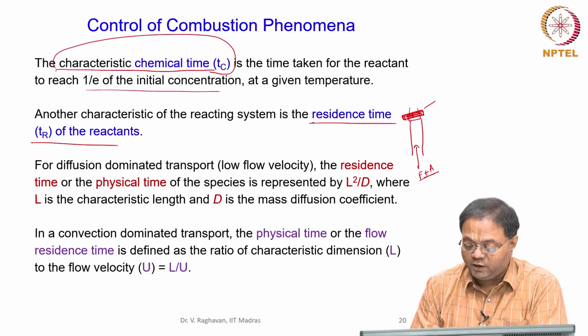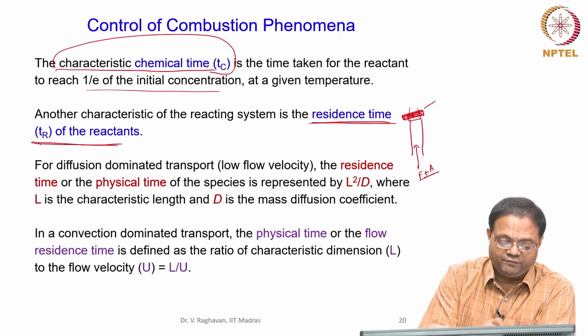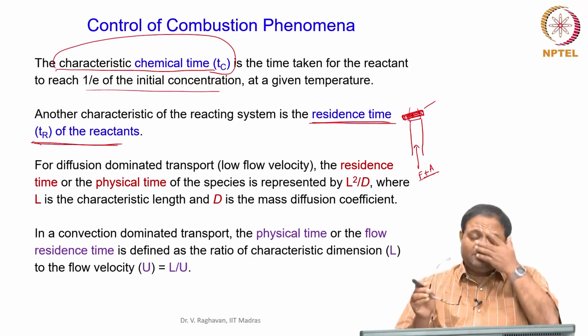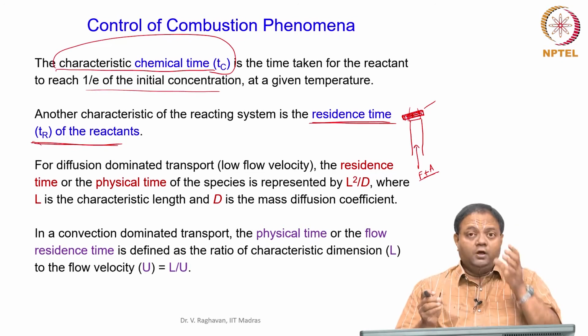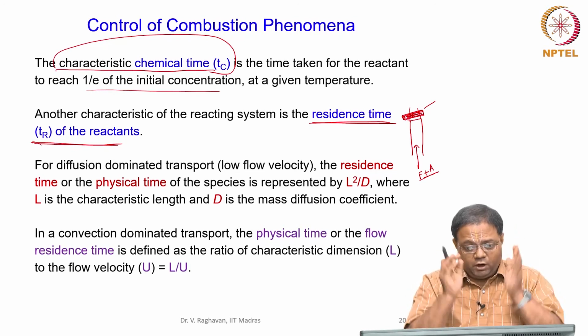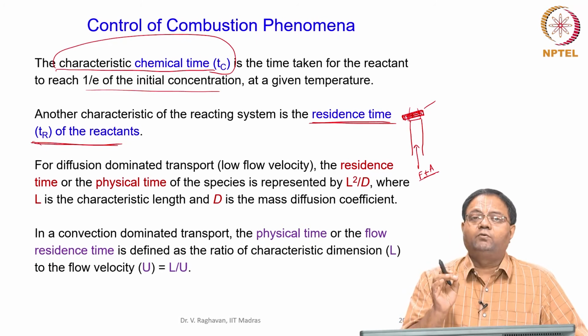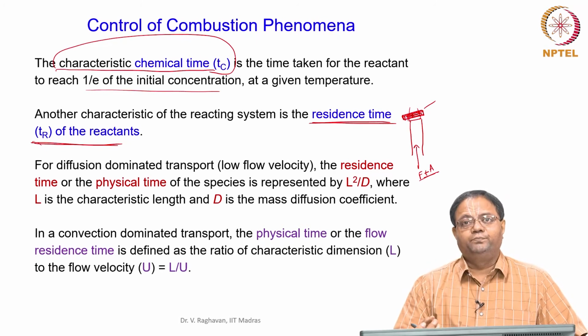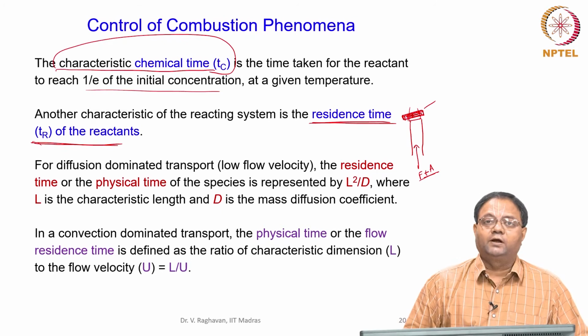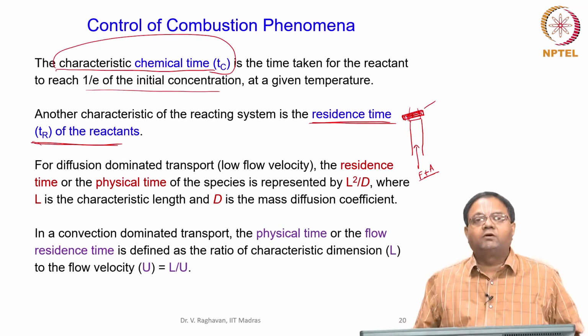So, that is very important. The second characteristic, T suffix R, is the residence time of the reactants. Reactants should stay at a particular location for a given amount of time for the reaction to complete. So, that is the second important characteristic. So, how will you calculate residence time?